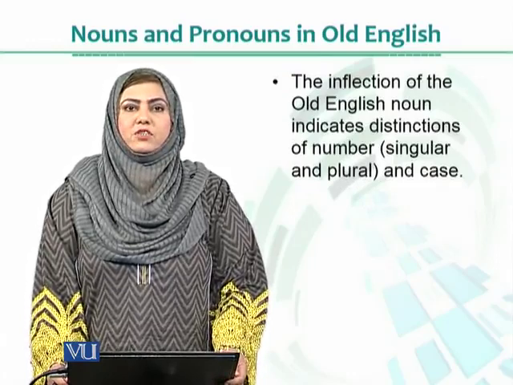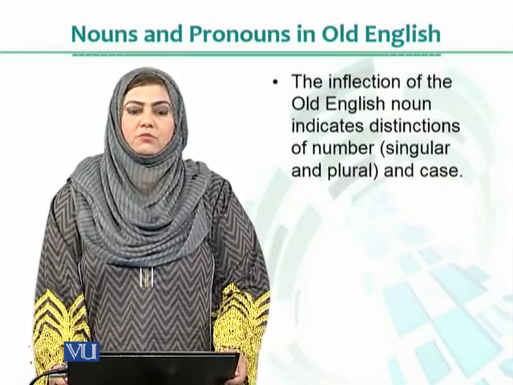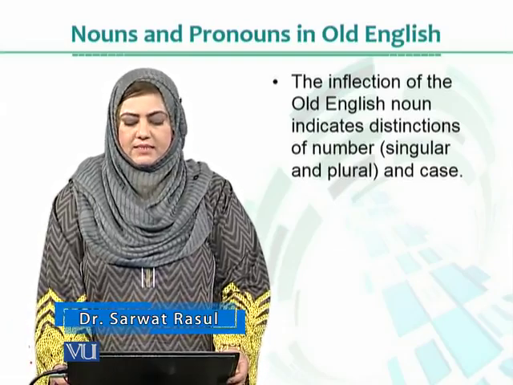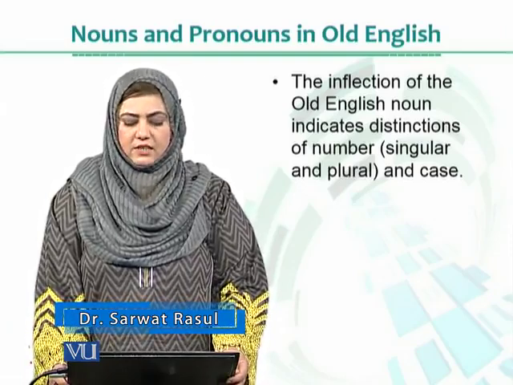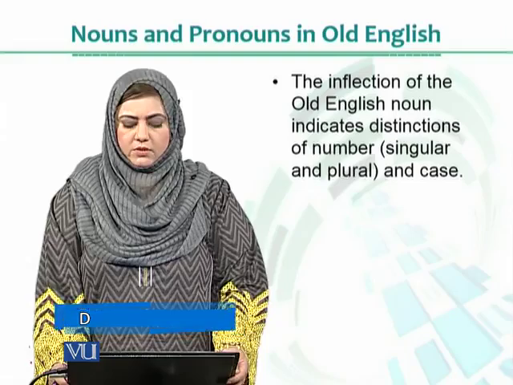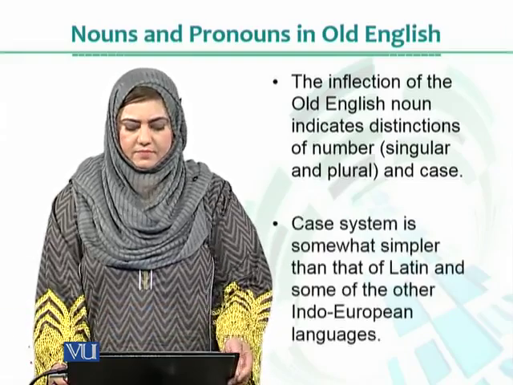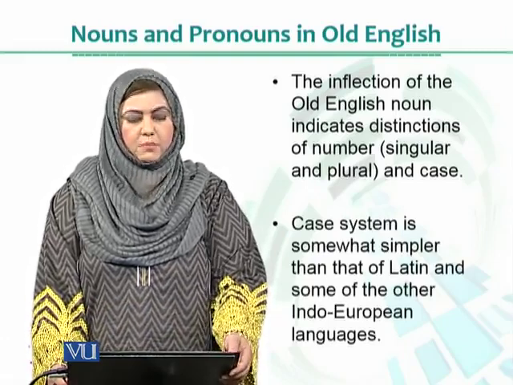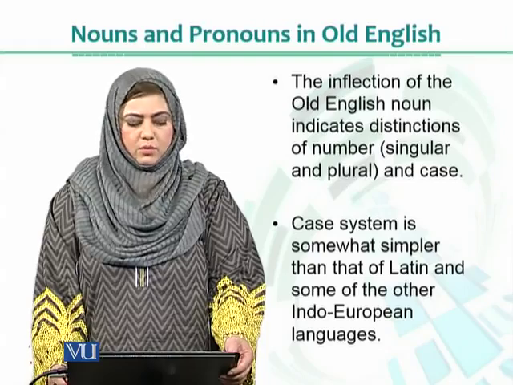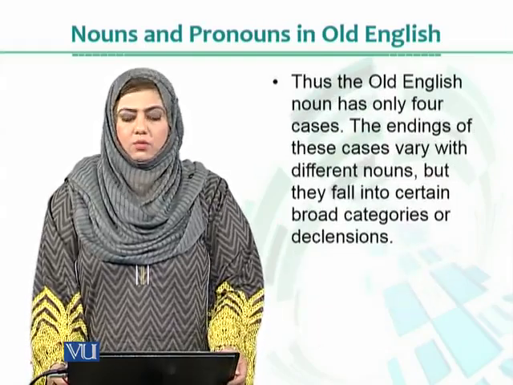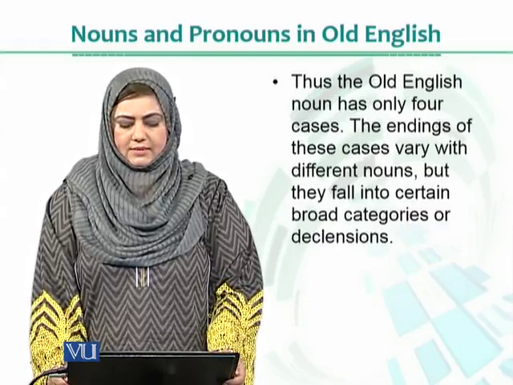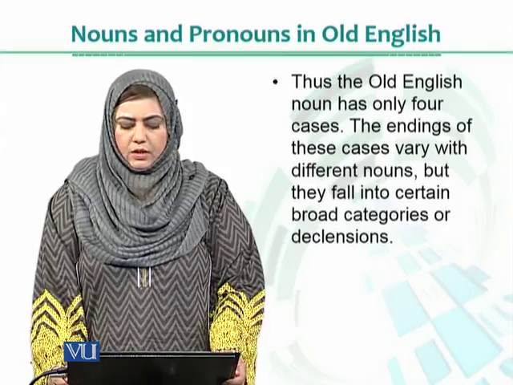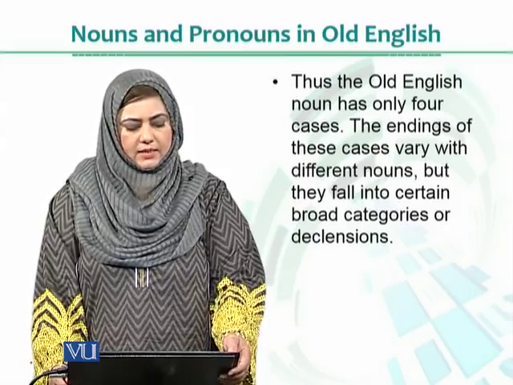One of the distinct features that I want to talk about when it comes to the nouns of Old English is that the inflection of Old English noun indicates distinctions of number, that is, singular and plural, and it also indicates the case. The case system is somewhat simpler than that of Latin and some of the other Indo-European languages. Thus, the Old English noun has only 4 cases. The endings of these cases vary with different nouns, but they fall into certain broad categories or declensions.